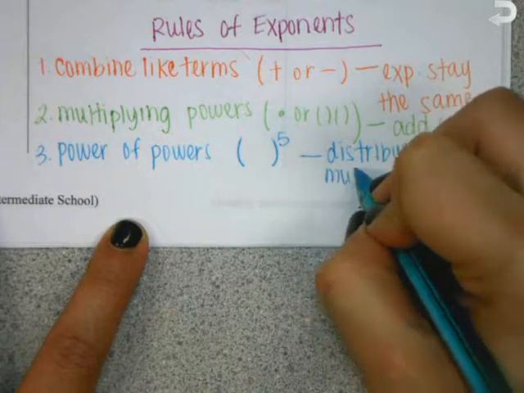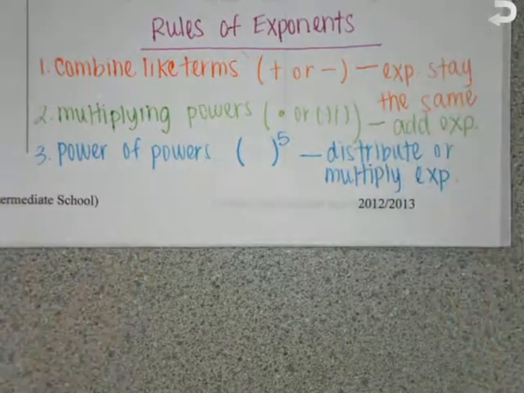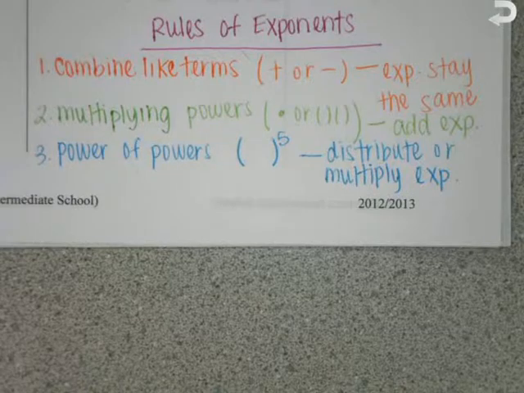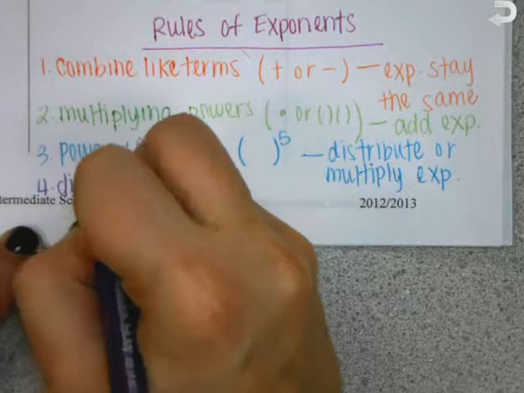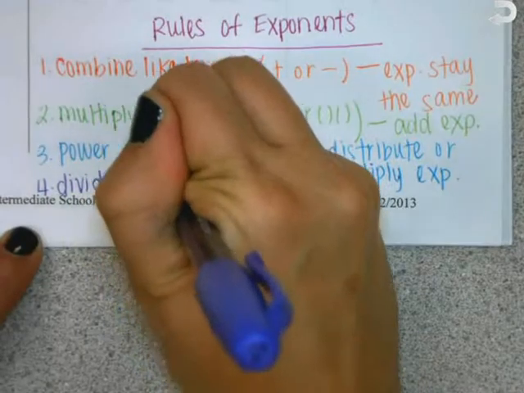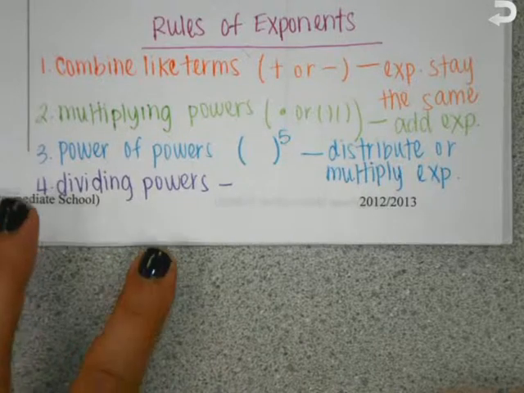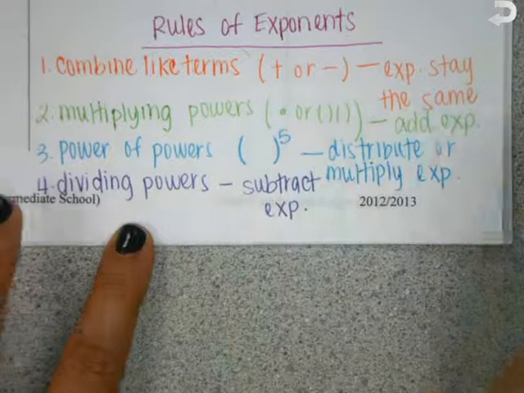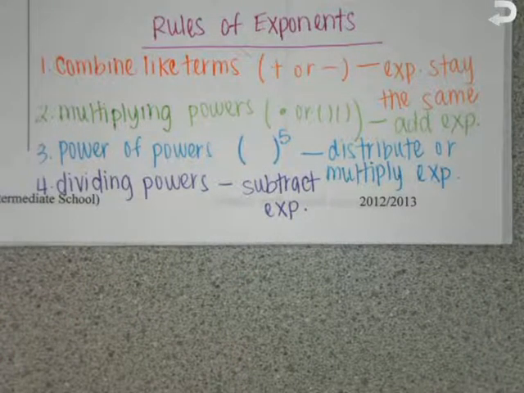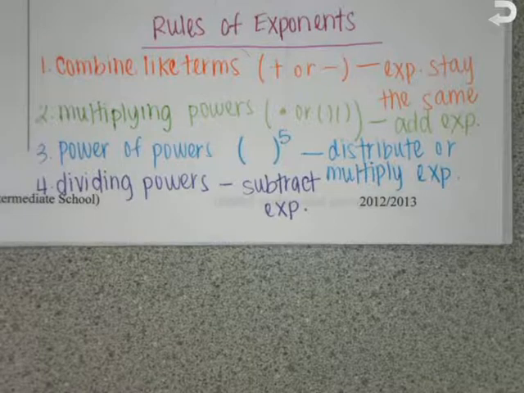And then the one we just learned today, dividing powers. And what do we do with those? If I'm dividing powers, we subtract exponents. Okay. So those are all of our rules of exponents. We've learned 4 of them. Coming up in the last couple of lessons, we're going to maybe have to use multiple rules in one problem, which is why it's very important for you to be able to know the difference between each one. Okay?